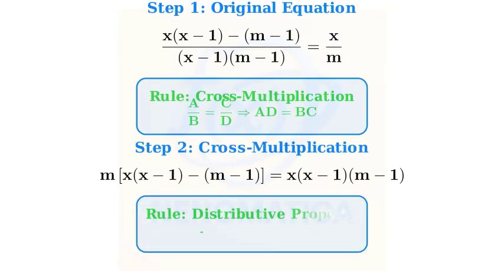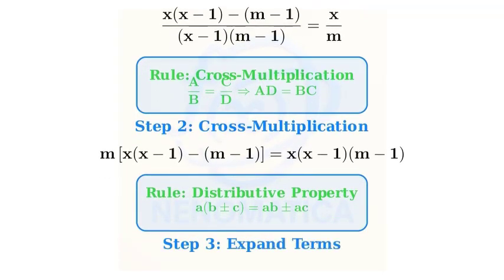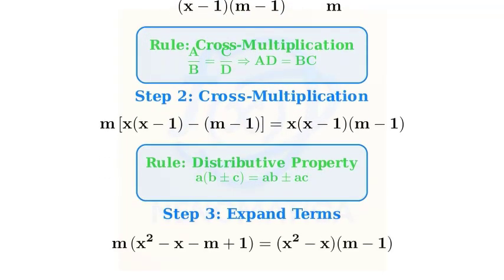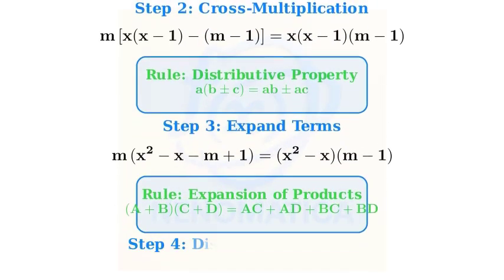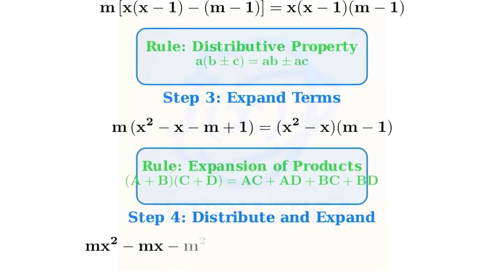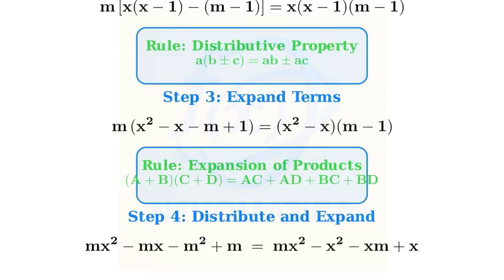A times b plus or minus c equals ab plus or minus ac. Note that x times x minus 1 equals x squared minus x. Step 4. Distribute the remaining factors to fully expand both sides. We expand products term by term. On the left, multiply by m. On the right, multiply by m minus 1.